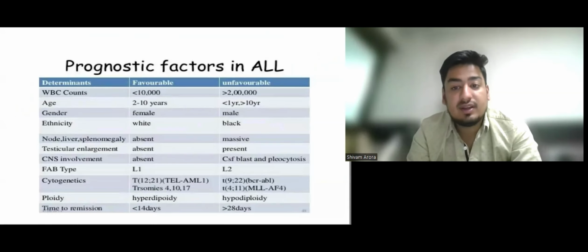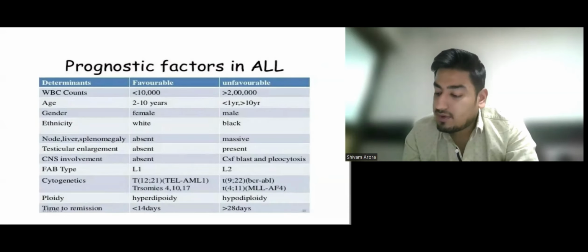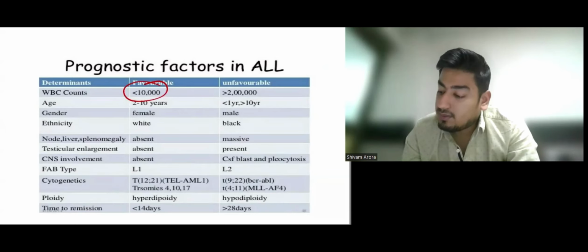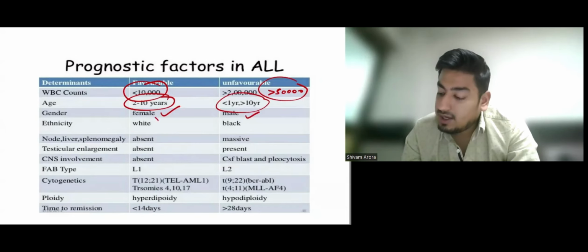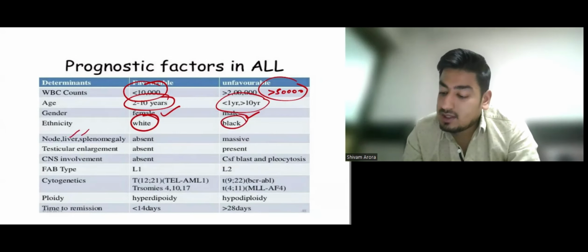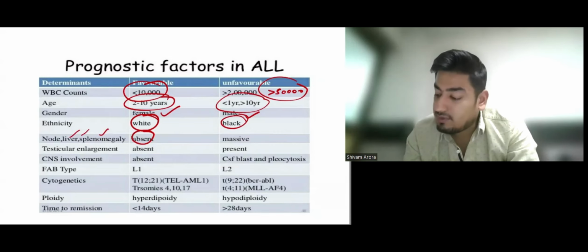Then prognostic factors in ALL. I personally believe that this is very important. So favorable क्या है और unfavorable क्या है? WBC count less than 10,000 is favorable, or more than 20,000, some textbooks say more than 50,000 is unfavorable. Age between 2 to 10 is favorable. Less than 1 extremes of age is unfavorable. Then female gender is favorable. Male gender is unfavorable. White population is favorable. Black is not favorable. Note liver splenomegaly, ये सब इन्वॉल्वमेंट है तो इट्स अनफेवरेबल.